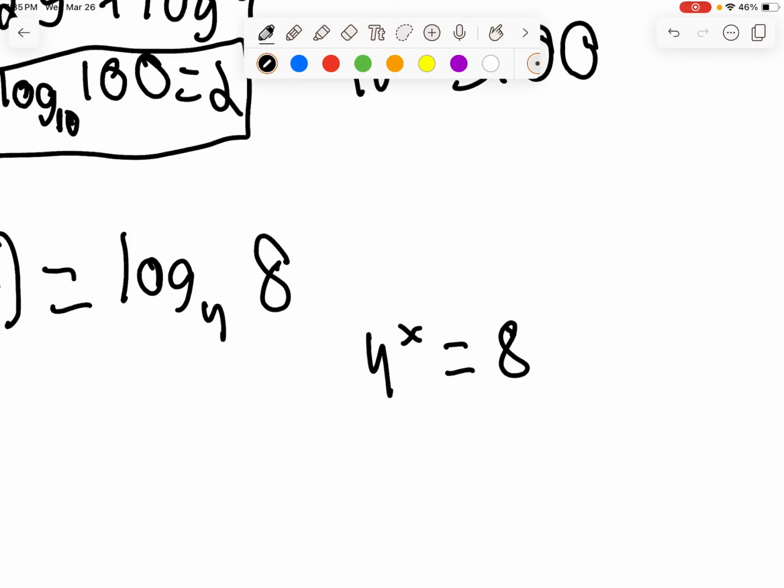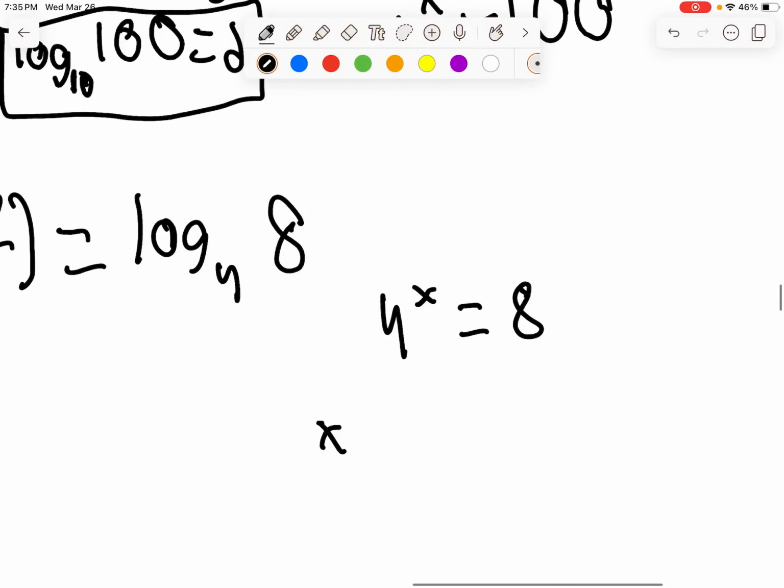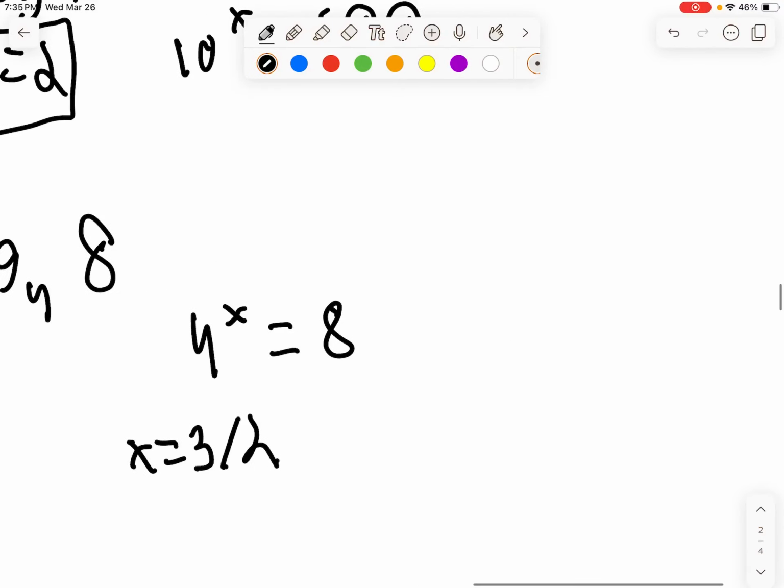Oh, you know what? Because, yeah, this x is 3 halves here. Yeah, it's April 26th. And I'll explain why.